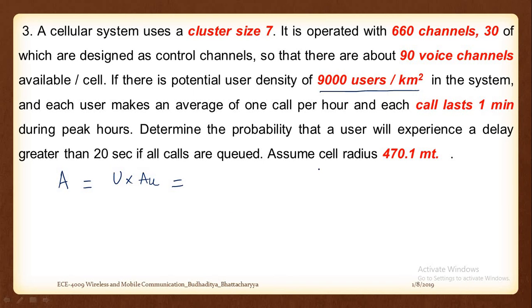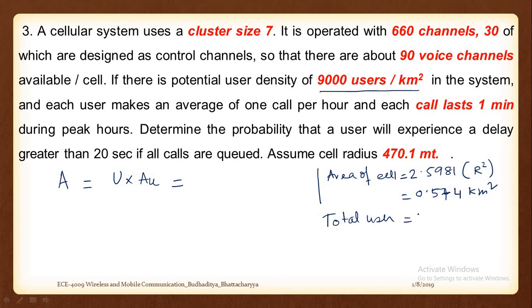Okay, so we'll start with one. So area of a cell, if you take that 3 root 3 by 2, it will come around 2.5981 multiplied by r square, and that will be 0.574 kilometers square. So this is multiplied by the total number of users per kilometer square. So the total users is 9,000 multiplied by 0.574. This is 5167 users. So this becomes your U.